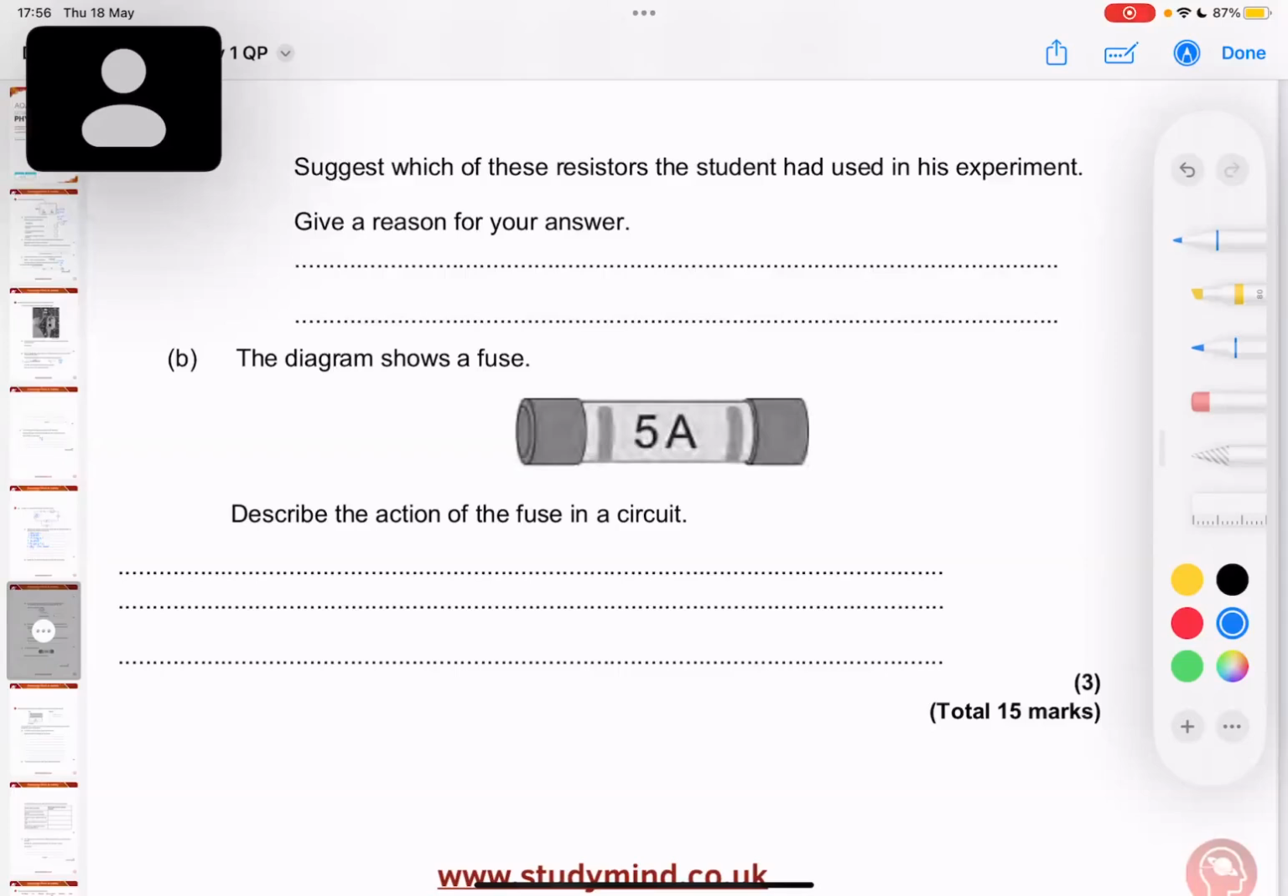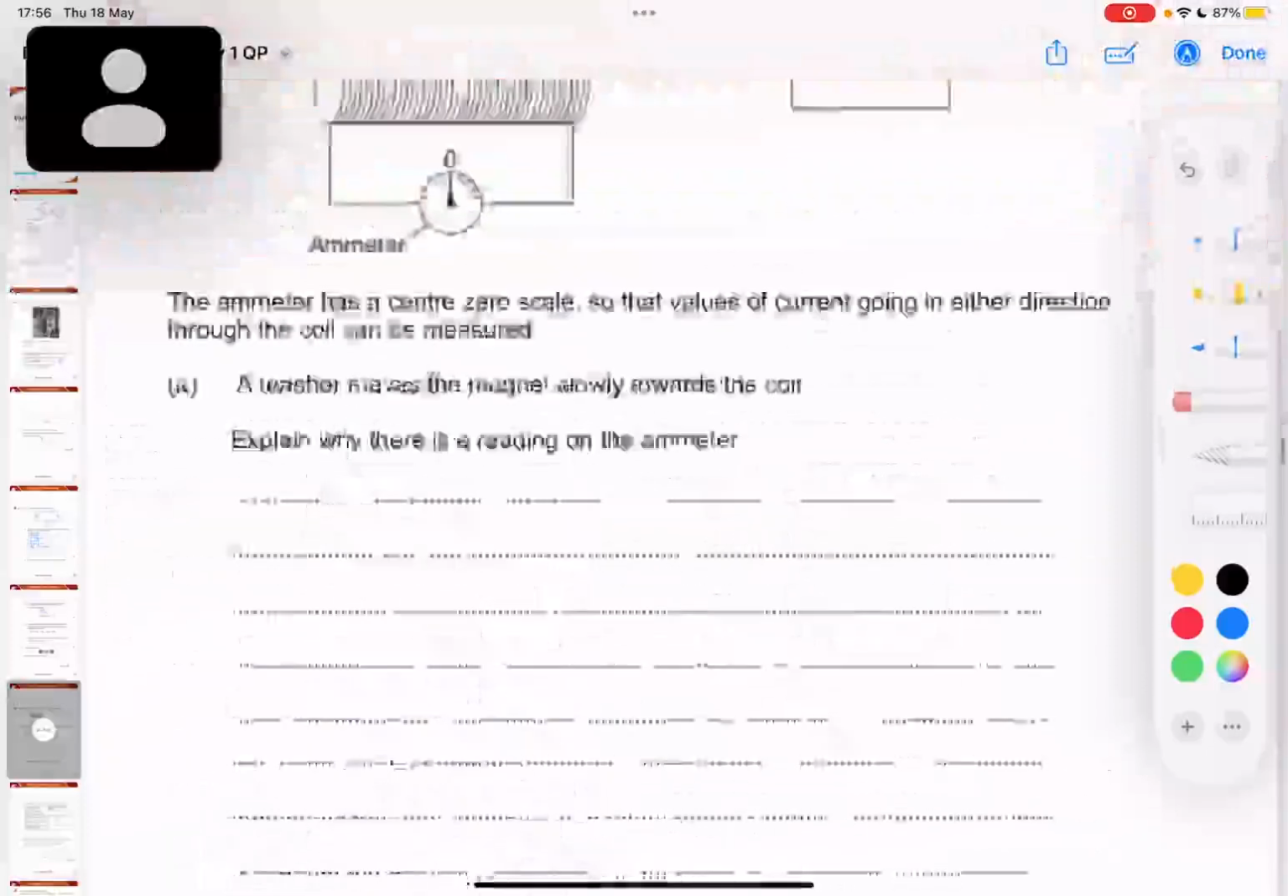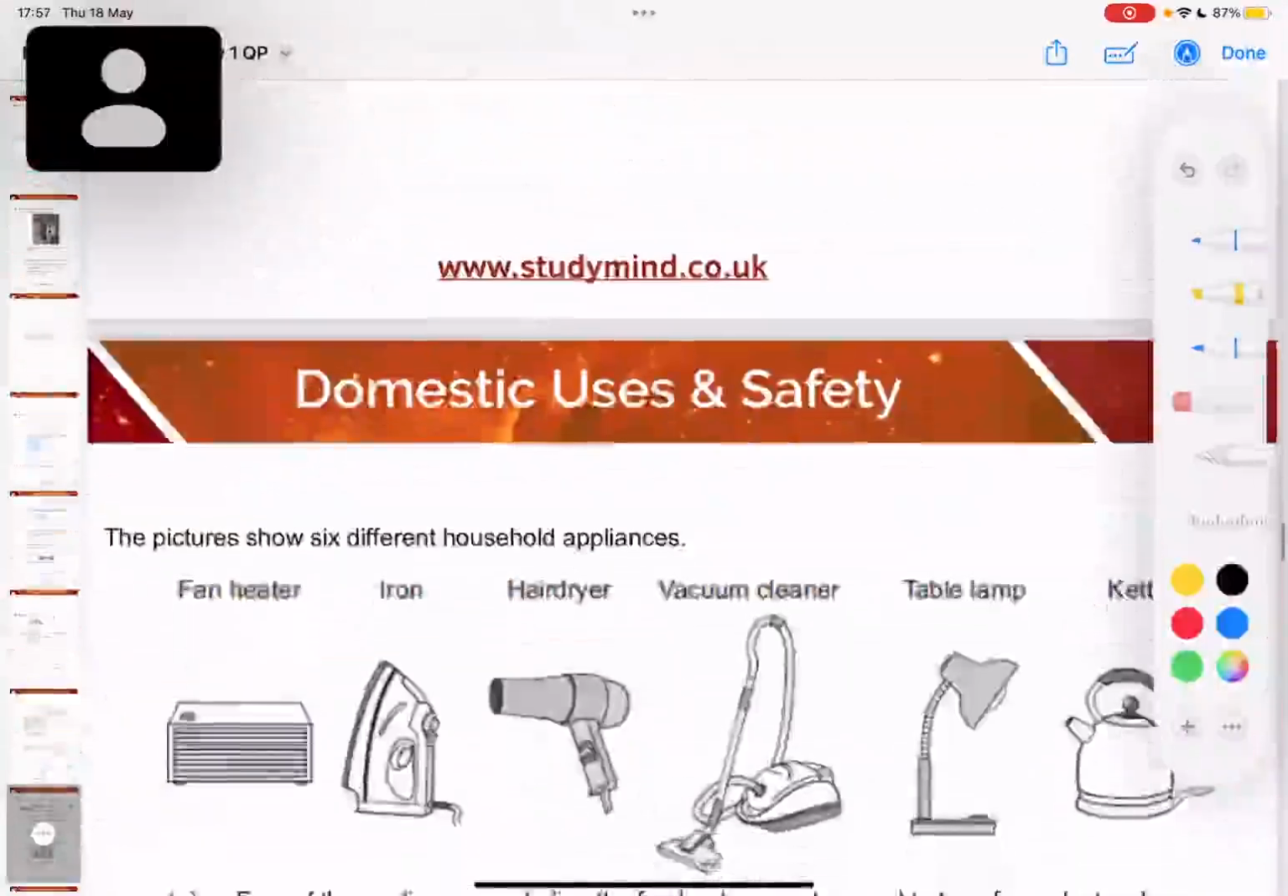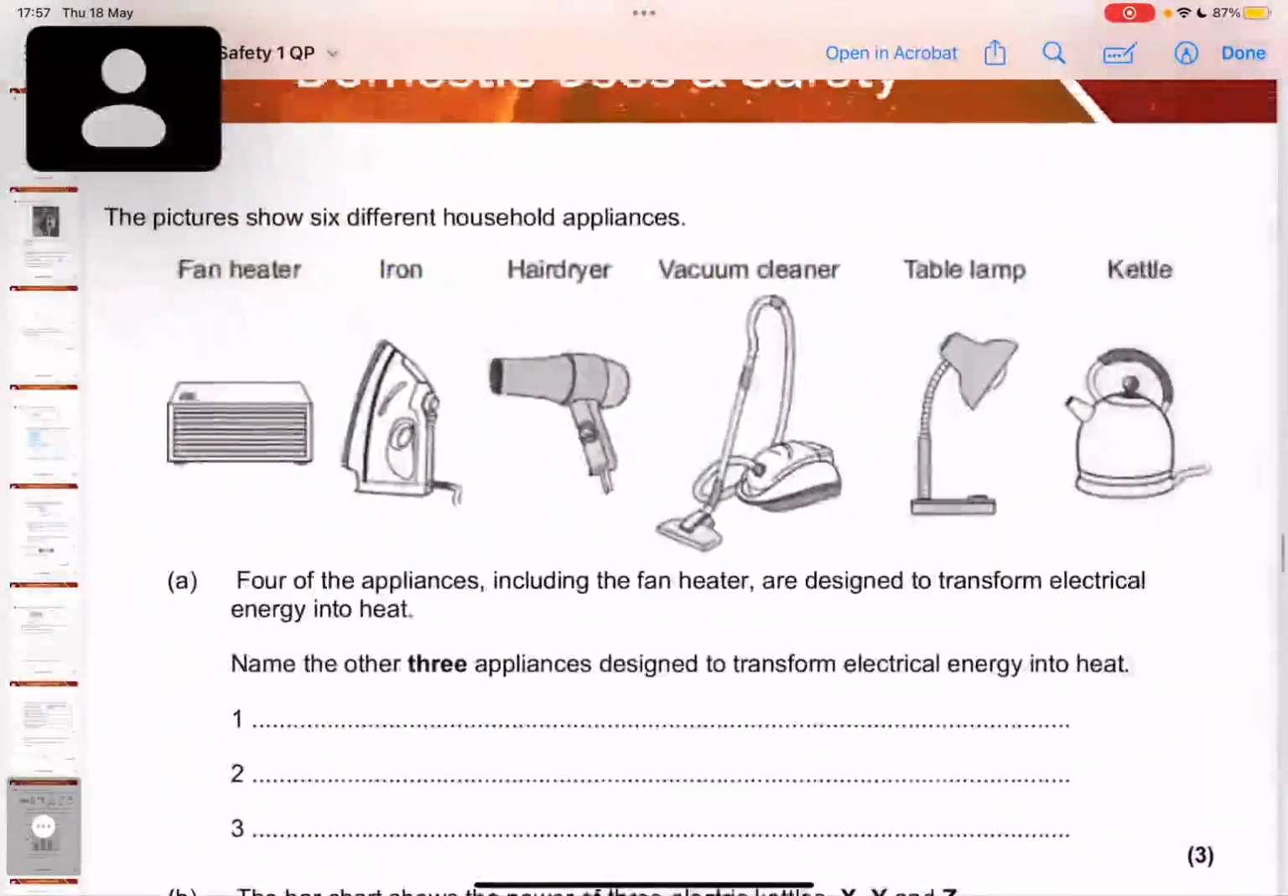Yeah, exactly. So whatever value is written on the fuse is the maximum current it can carry. So if the current increases to more than what's written on the fuse, so 5 amperes in this situation, it's going to melt, okay? Because it's going to think that it's overheating. And when it melts, it's going to break the circuit. That's all you need to say for 3 marks. So when the current increases to over 5, the fuse is going to melt and it's going to break the circuit. That's it. Okay, happy with that? Any questions whatsoever? No questions?